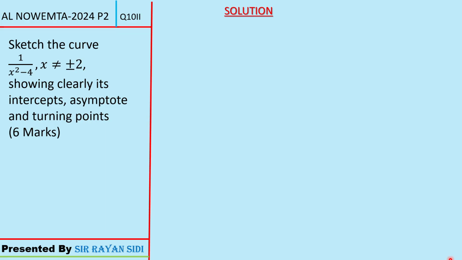So the question reads: sketch the curve y = 1/(x² − 4) for x not equal to positive or negative 2, showing clearly its asymptotes, intercepts and turning point. And the question was for 6 marks. So dear students, I'll invite you to follow me to the end, because not everything that I will say is necessary to write.